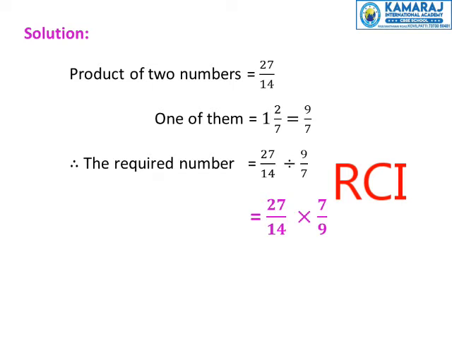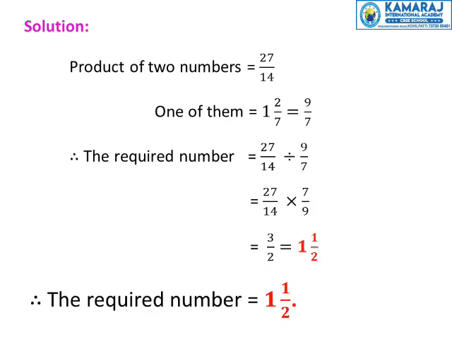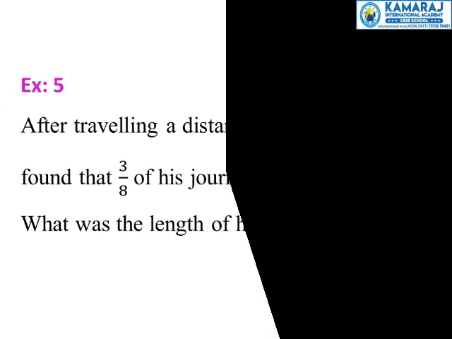So we can simplify these terms. We get 3 by 2. This is the improper fraction, which is equal to 1 1 by 2. This is the mixed fraction. Therefore the required number is equal to 1 1 by 2. This is the answer. Let us see the next example.